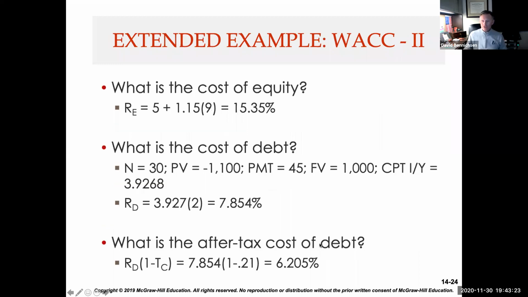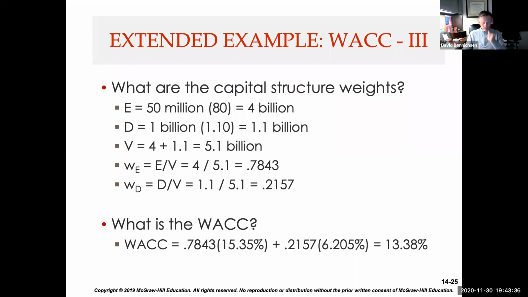Not the actual cost of debt, but the after tax cost of debt, because we get to take the interest deduction on our income statement. We get to take advantage of that when we look at the cost of capital for our firm, right? It lowers our weighted average cost of capital because we get the benefit of that interest deduction on our income statement, which is a benefit to the firm, and therefore it lowers our overall weighted average cost of capital.